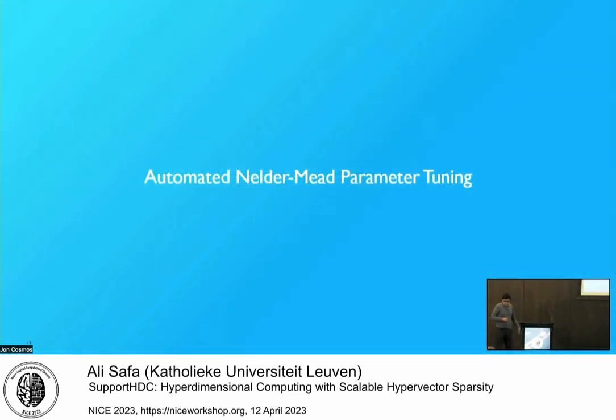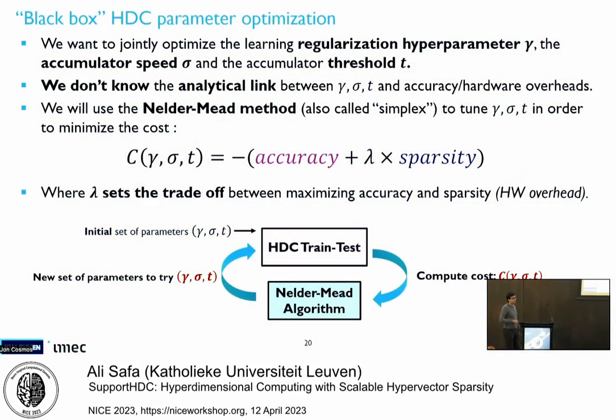So now we get to the last layer of optimization that we have in this system, which is this automated Nelder-Mead approach for automatic parameter tuning. We said that we have some circuit hyperparameters like the sigma, the threshold T, and also the training hyperparameter gamma that sets the balance between overfitting and error minimization. And these parameters, gamma, sigma, and T, will be automatically found by the Nelder-Mead optimization technique.